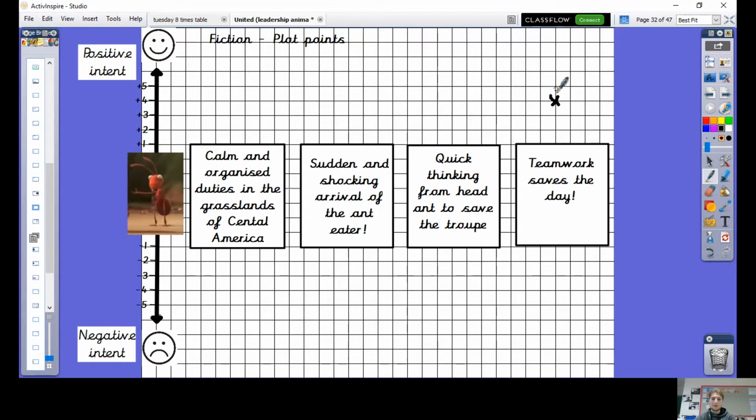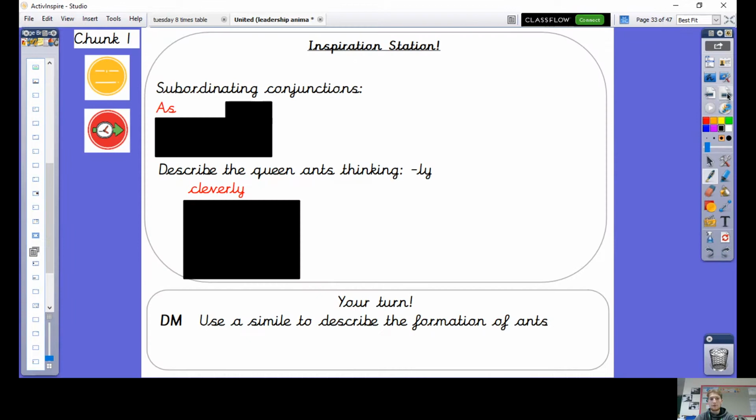Don't worry if you put it as a +5, that's fine. Or any in the positive, it doesn't matter where you put it, but I think you should have had it in your positive area rather than negative. Okay, now we've got our crosses written on our plot point graph, we'll move on.